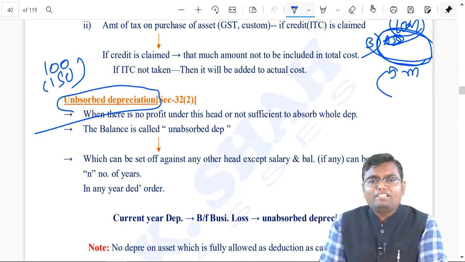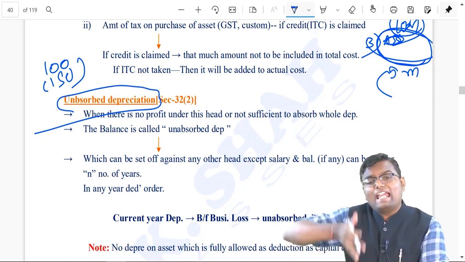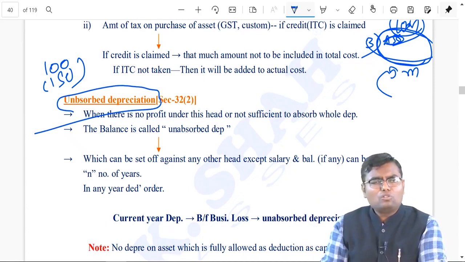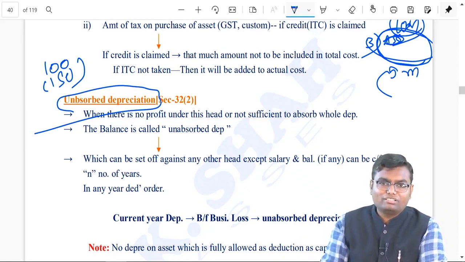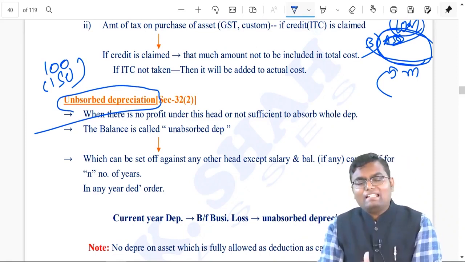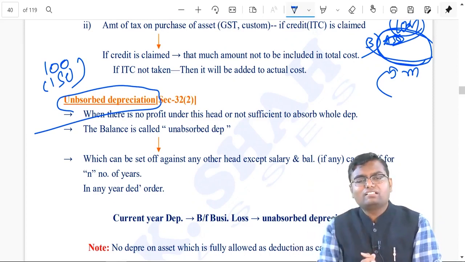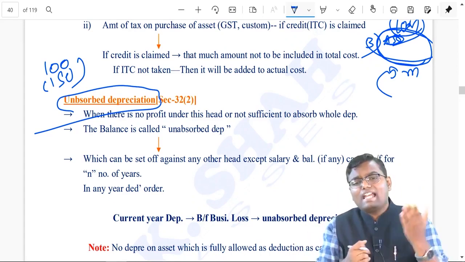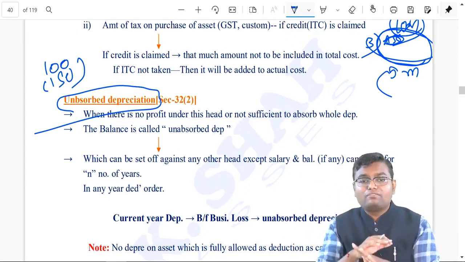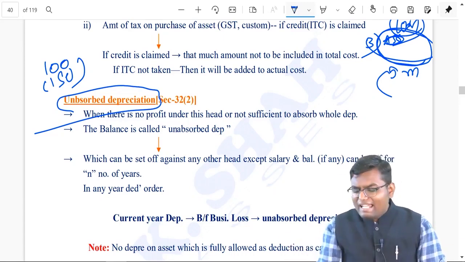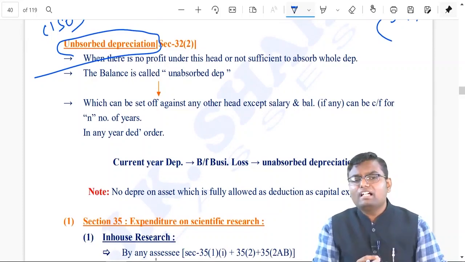This unabsorbed depreciation you can claim against any other head except salary. And let's say there is no other head of income or any other head of income is lower than unabsorbed depreciation. Then whatever is the balance you can carry forward to the future years and you can deduct in the next years. How many years you can carry forward the same? N number of years, without any limit. Now in the next year, which one will you deduct first?